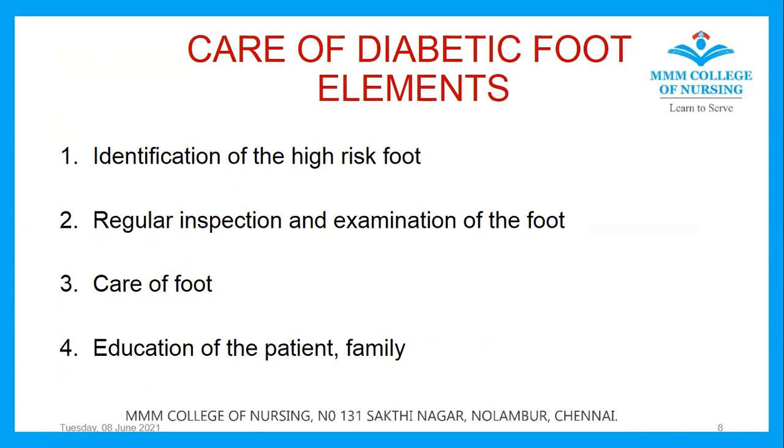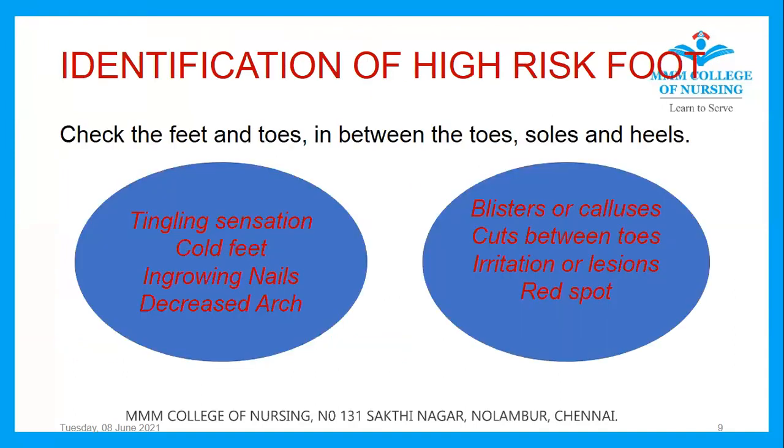Now we'll see the main feature of this presentation, that is care of diabetic foot. It has 4 main elements. First one is identification of high risk foot. Second, regular inspection and examination of foot. Care of foot is the third element. And fourth is education of the patient as well as the family. First one, identification of high risk foot. The examiner or the patient every day needs to check the feet and toes, in between the toes, soles and the heels for the following early signs.